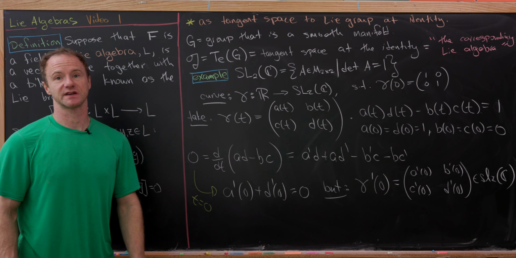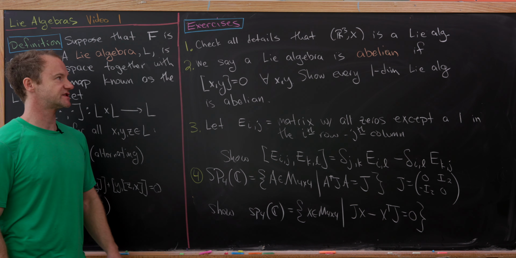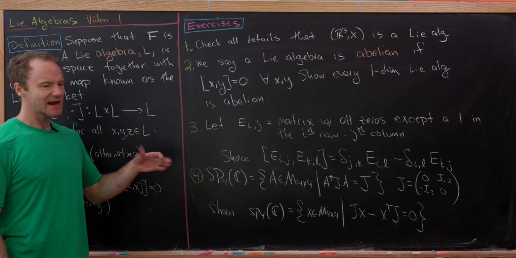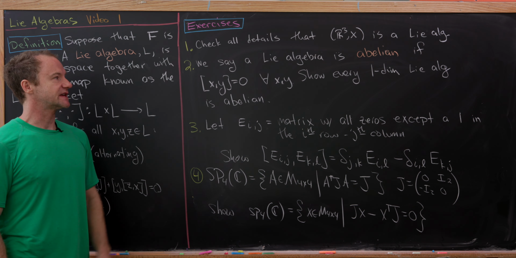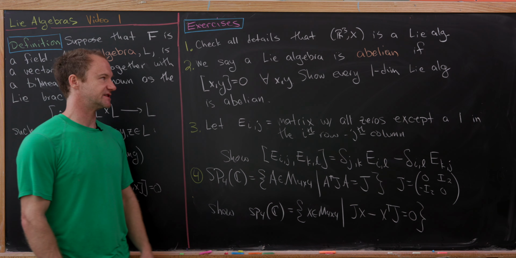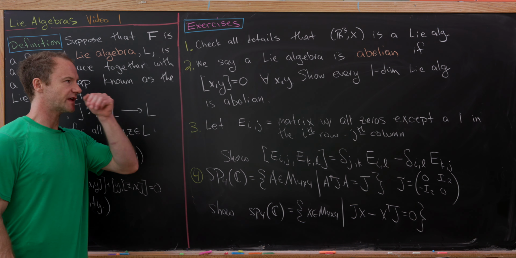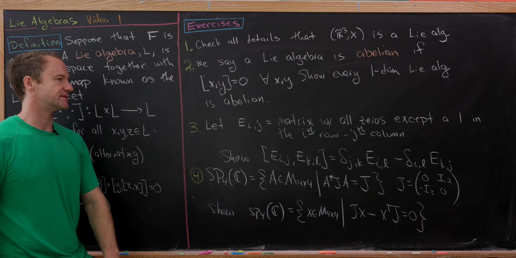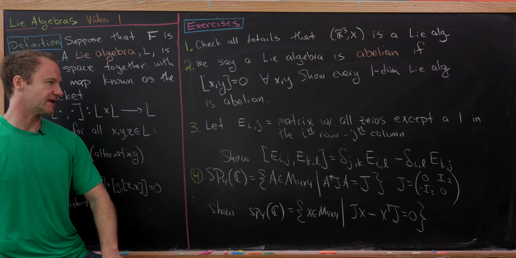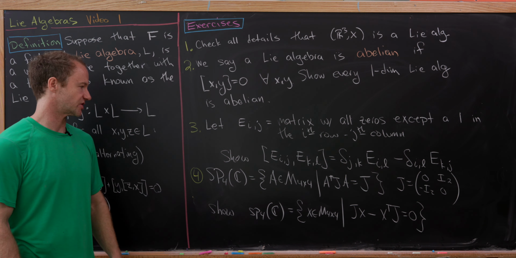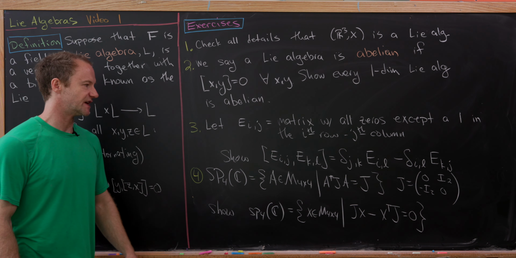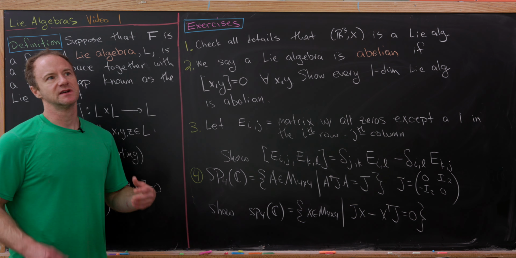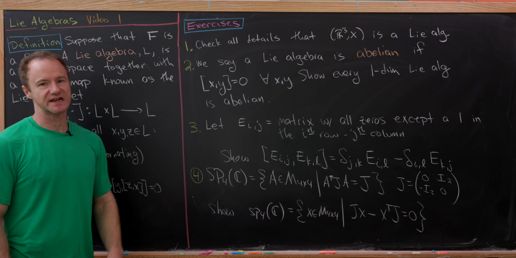Okay, I'm going to leave you with some exercises. Here are 4 nice exercises. The first is to check all the details that R3 with the cross product is a Lie algebra. The second starts with a little bit of a definition. A Lie algebra is abelian if bracket xy is equal to 0 for all x, y. Then show that every one-dimensional Lie algebra is abelian. Next, let's say that Eij is the matrix with all zeros except for a 1 in the ith row, jth column position. Then check the following commutation relation on Eij, Ekl. Delta jk, well, that's the standard rule that that's equal to 1 if j is equal to k and 0 otherwise.